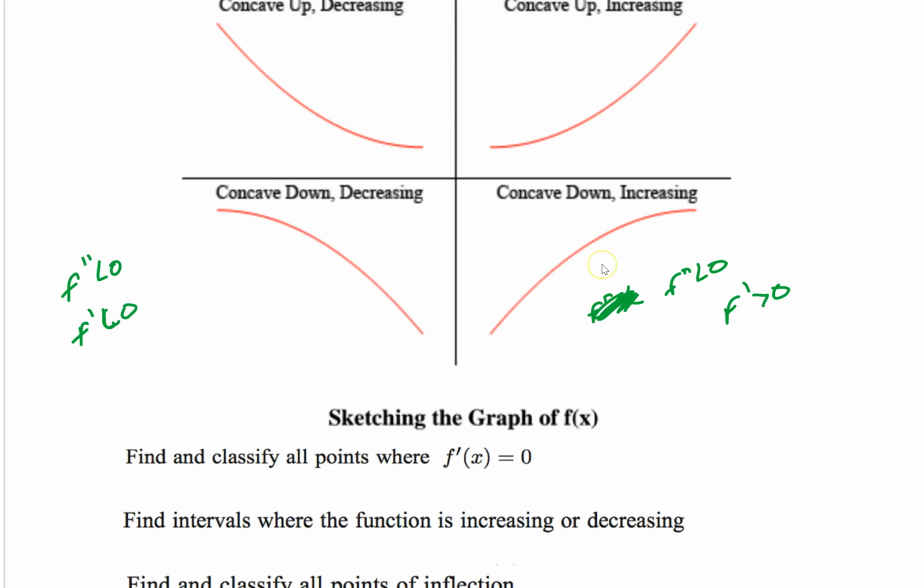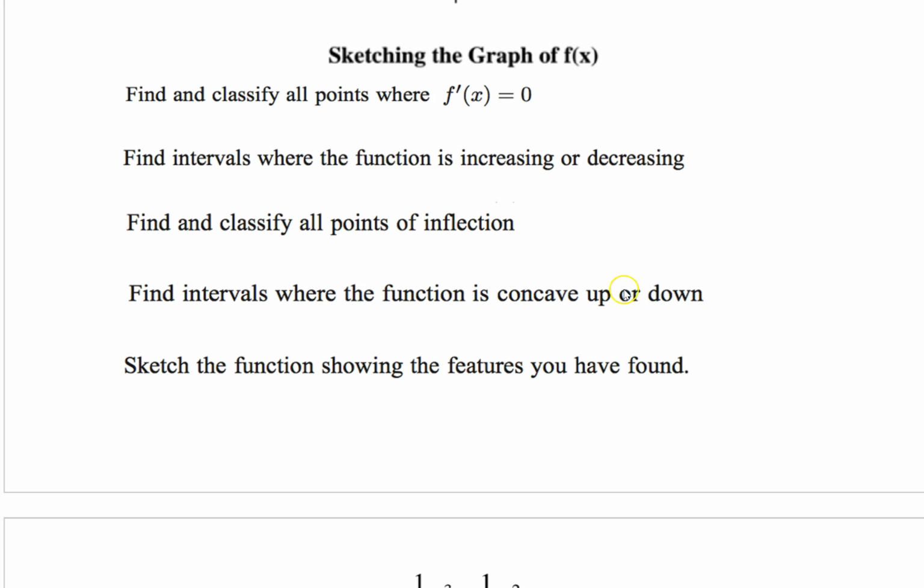Okay, let's talk about a process of graphing a function. Pretty much is putting everything together, right? Everything we learn, we're going to put it all together. Find and classify all the points where f prime of x equals 0. Remember, this is how we find our min-max points, where f prime of x equals 0 or undefined. Let's get our critical points. Right, we're going to get our critical points from doing this. So that's step 1. We're going to find our critical points.